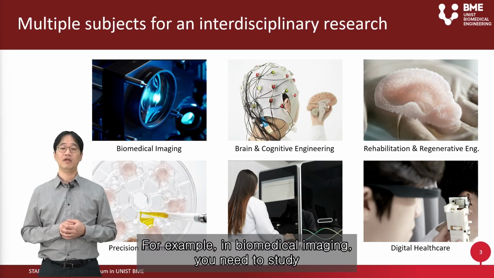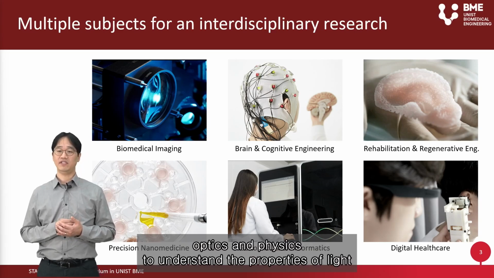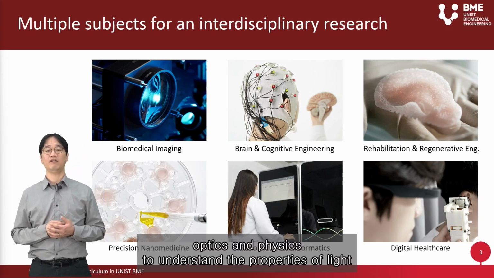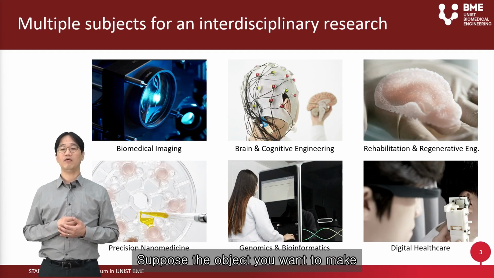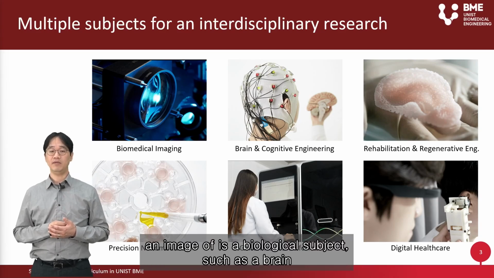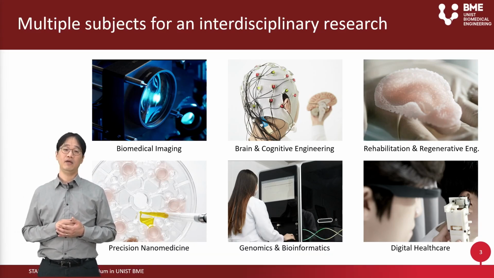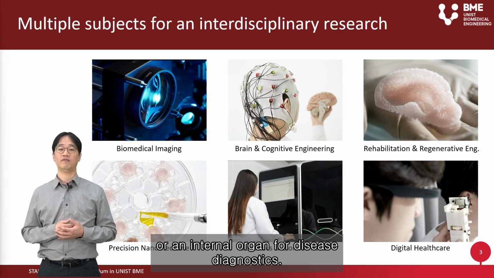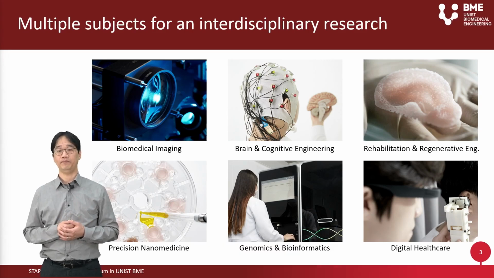For example, in biomedical imaging, you need to study optics and physics to understand the property of light, and electronic engineering for those signal processing. Suppose the object you want to make an image of is a biological subject, such as a brain or an internal organ for disease diagnostics. In this case, you also need to know their basic physiology.